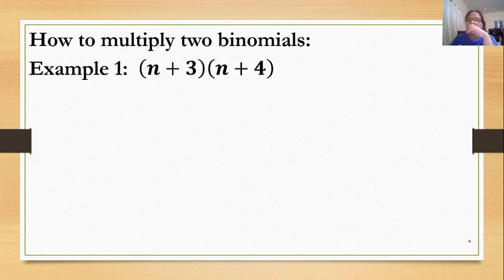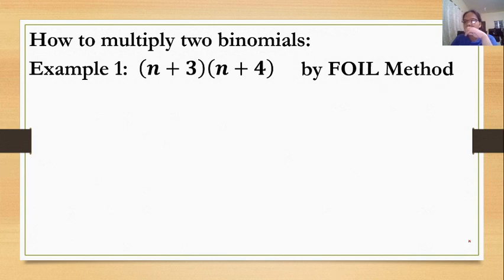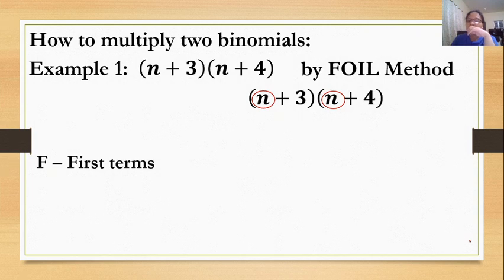Let's say we're given n plus 3 times n plus 4. The parentheses indicate an operation of multiplication. So by the FOIL method, what is the FOIL method? FOIL is an acronym for F, which means the first terms in the two binomials. So the first terms are the ones encircled, n and n.